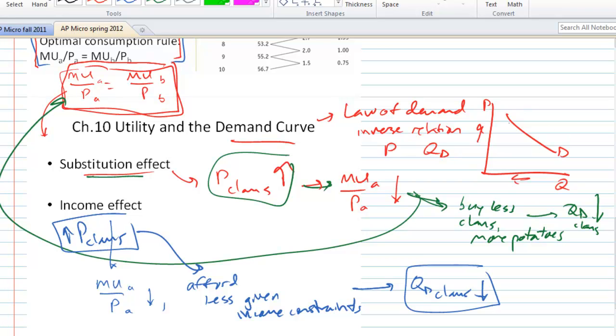So what's happening in a given demand curve is that you have both the substitution effect and the income effect happening typically at the same time. If you're given enough data, you can actually measure them out, but we're not going to get that complex about it. We're just going to say that as the price of clams increases, the quantity demanded of clams decreases as a result of both the substitution effect and the income effect, that both of those things are going on to create this relationship between the price of clams and the quantity of clams demanded.